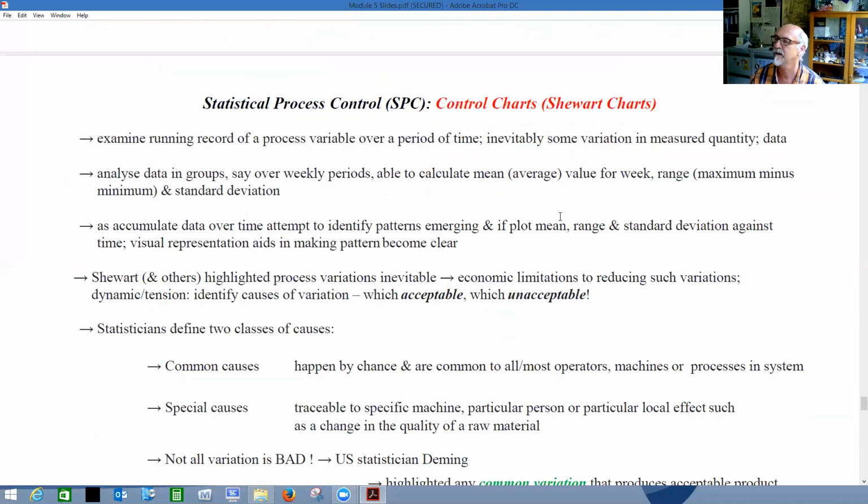You examine the running record of a process variable over a time period. Okay, so inevitably some variation in the measured data. Analyze data in groups, say weekly periods, monthly periods, 6 monthly periods, quarterly, whatever might work for you. And you're able to calculate the mean, the quarterly mean, the monthly mean, the 6 monthly mean, whatever it might be.